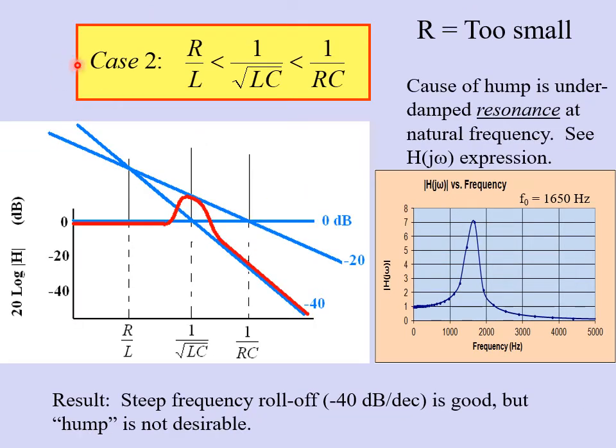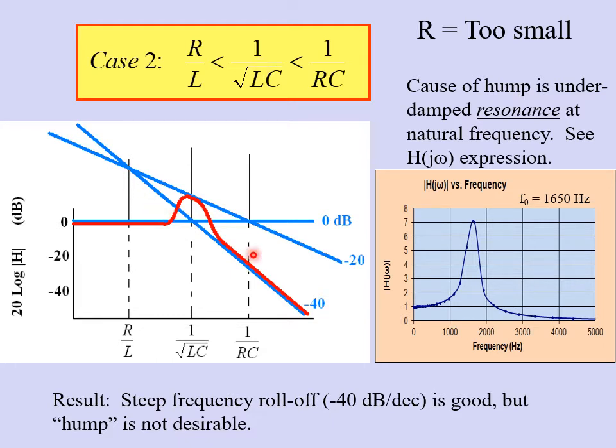In this case, let's suppose that we lower R, the value of resistance, but we actually go too far and we make R too small. So now what happens is R over L is very small, right? Because R is small compared to L. And 1 over RC is going to be large because R, which is small, is down here in the denominator. So these 2 corners have flip-flopped. They've changed positions. And this is the natural frequency corner right in the center.